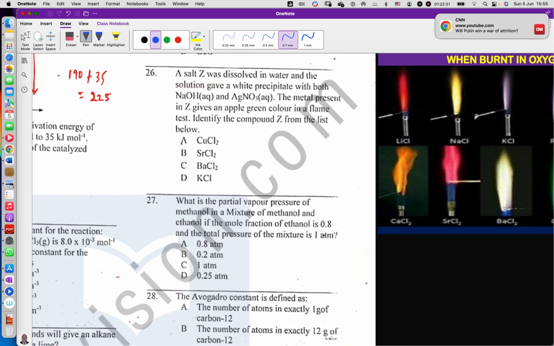A salt Z was dissolved in water, and the solution gave a white precipitate with both sodium hydroxide and silver nitrate. The metal present in Z gives an apple green color in a flame test. Identify the compound Z from the list below.